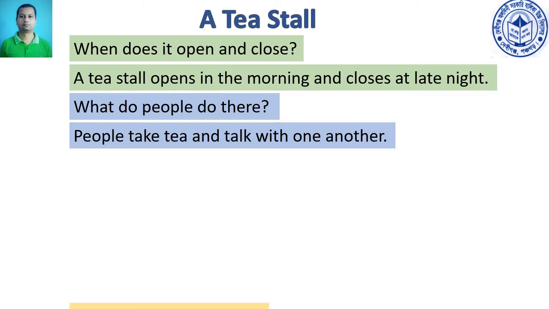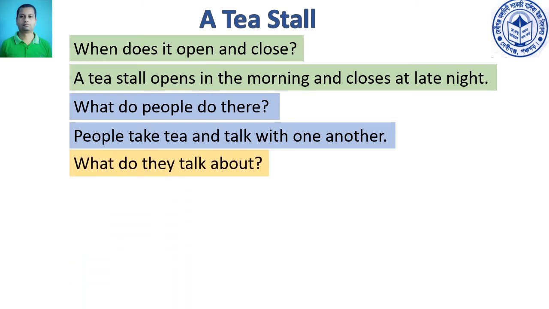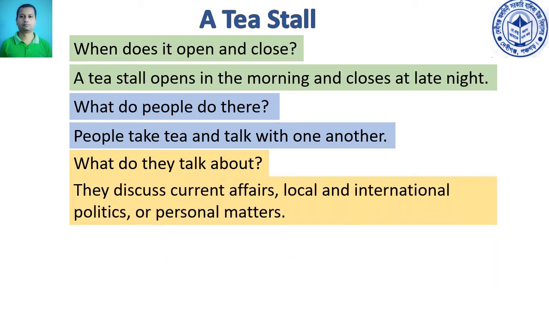Now the question arises, what do they talk about? They talk about many things. I have written something like that. They discuss current affairs. Yes, in a tea stall, current affairs is the most talked topic. Local and international politics, if someone is interested. It seems that they are the most expert in everything. Or personal matters. A tea stall is a common place to discuss personal matters with some friends or relatives.